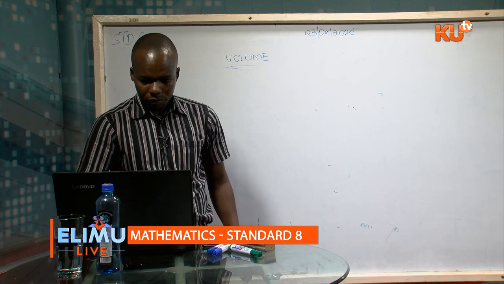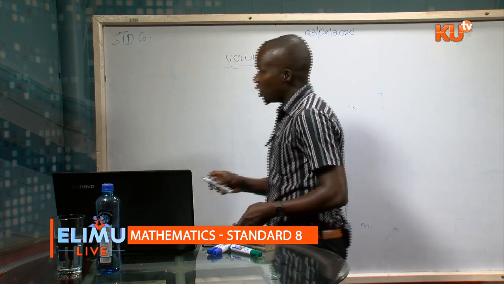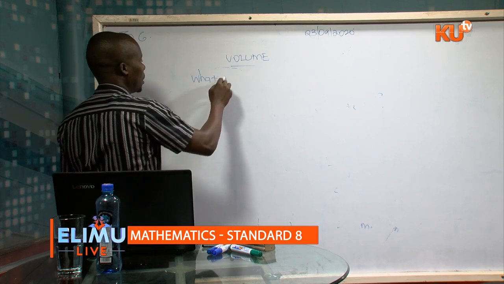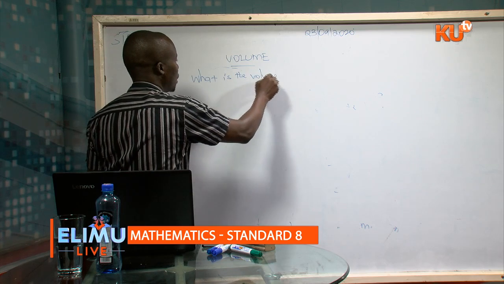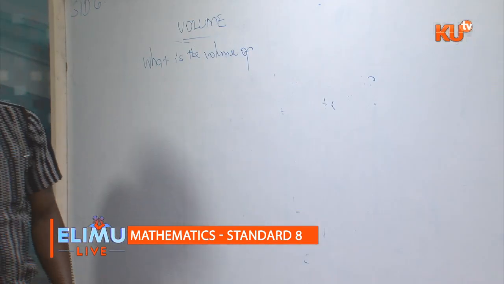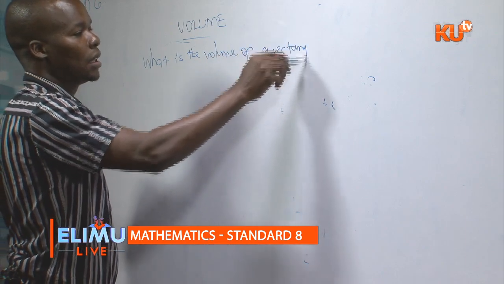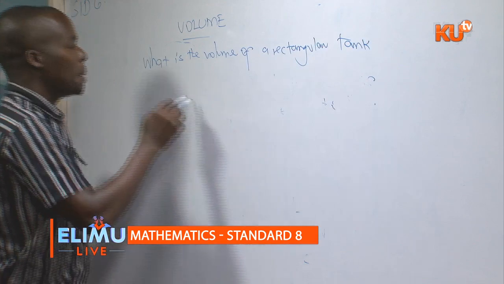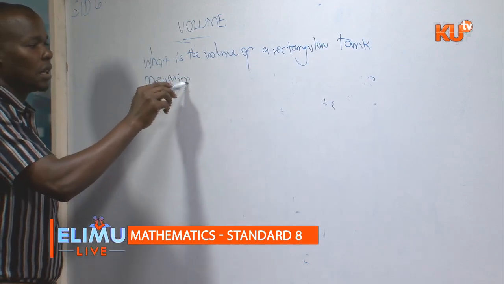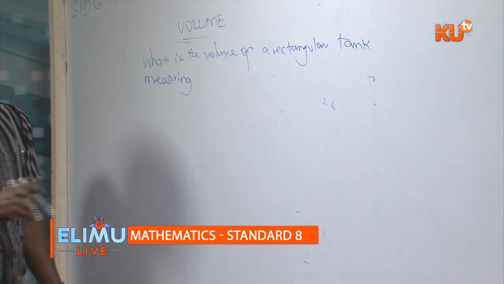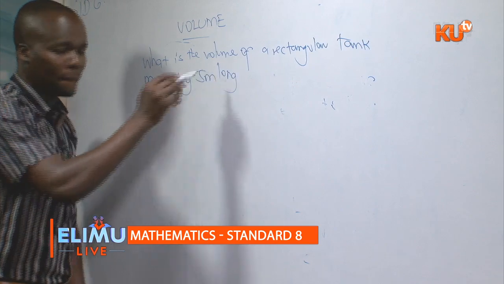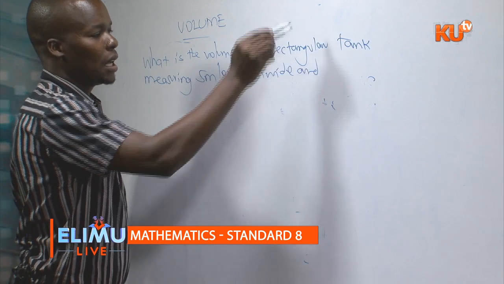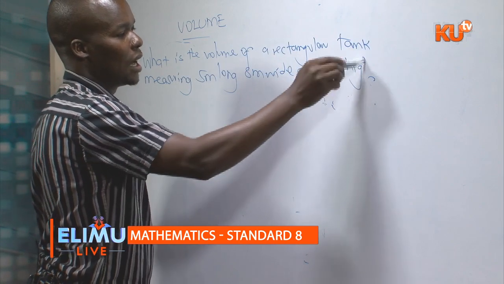Now, let me get some more. Now, the question comes: what is the volume of a rectangular tank measuring 5 meters long, then 8 meters wide and 10 meters high.